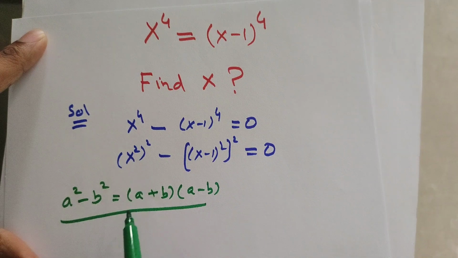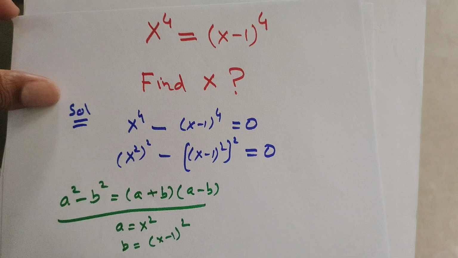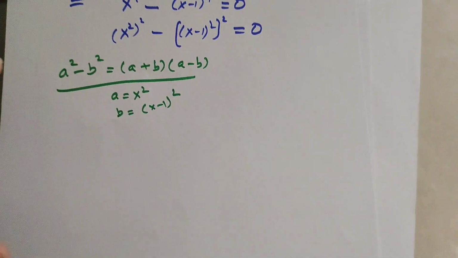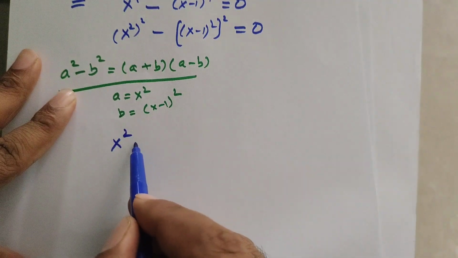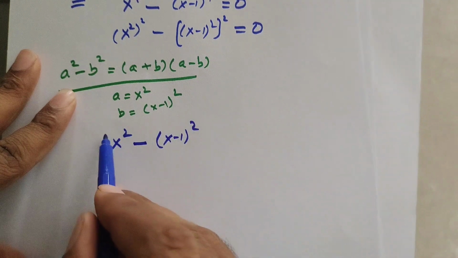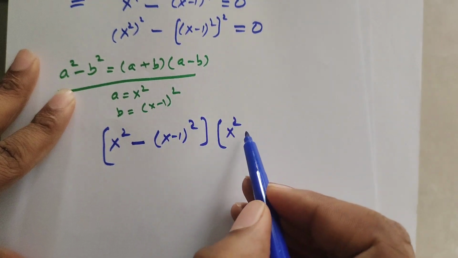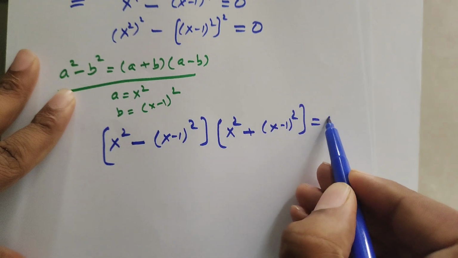In this one, what is our a? a is simply x square, and b is simply (x minus 1) whole square. By using this formula, we can rewrite it as (x square minus (x minus 1) whole square) multiplied by (x square plus (x minus 1) whole square) equal to 0.